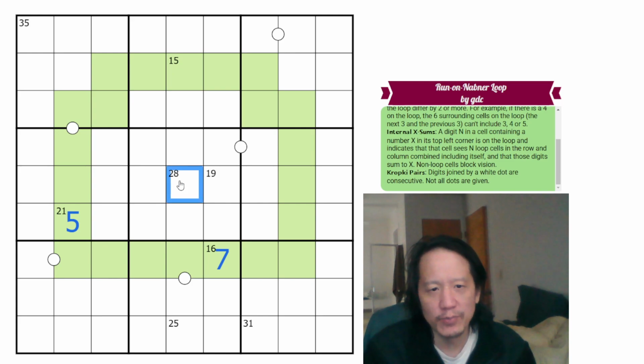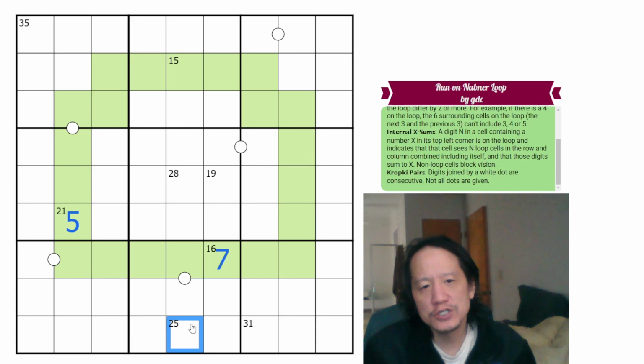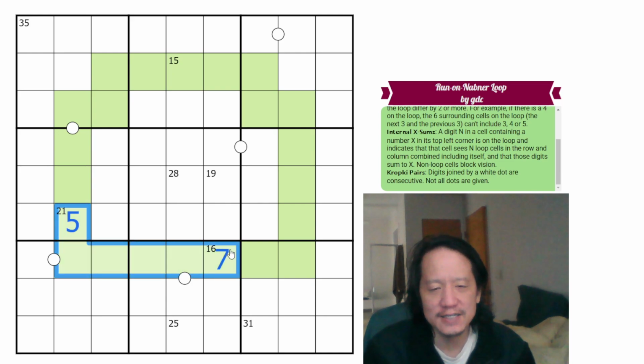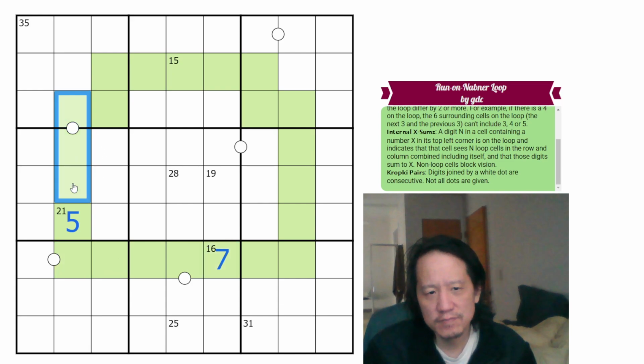So again, remember, each cell with a number in the top left corner is on the loop. And the digit in that cell says how many cells it sees that are on the loop. So this would see, and it includes itself, so therefore this would see 5.